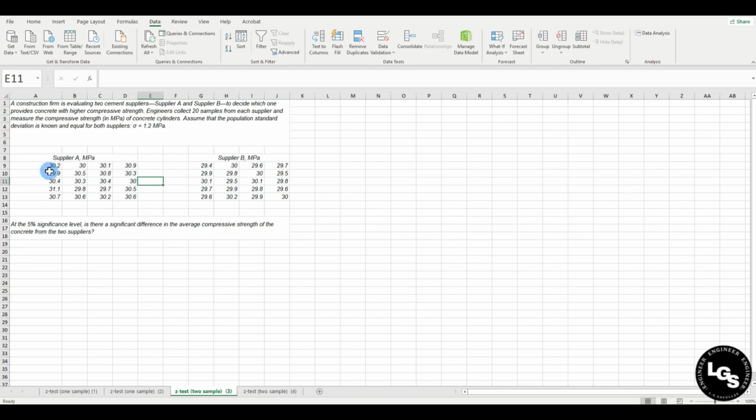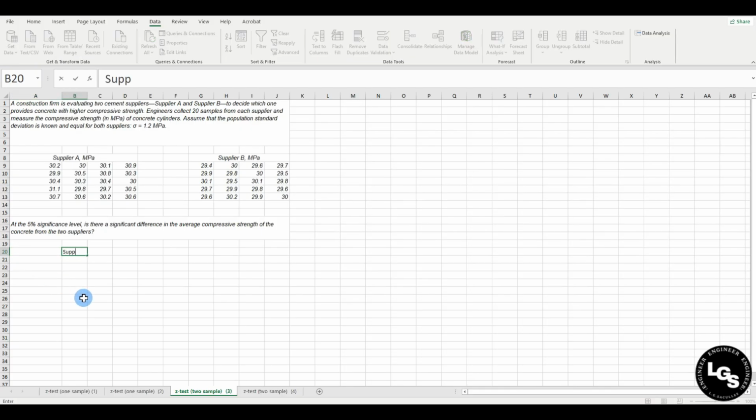So here are the different compressive strengths of the concrete cylinders using the cement from supplier A and using the cement from supplier B. So the question to be answered is, at the 5% significance level, is there a significant difference in the average compressive strength of the concrete from the two suppliers? So we want to know if there is a significant difference. So let's write the given.